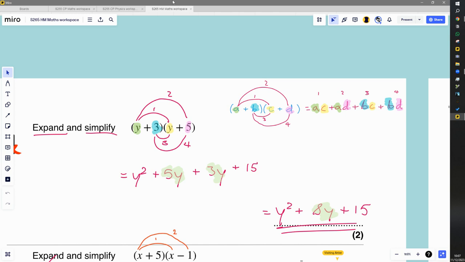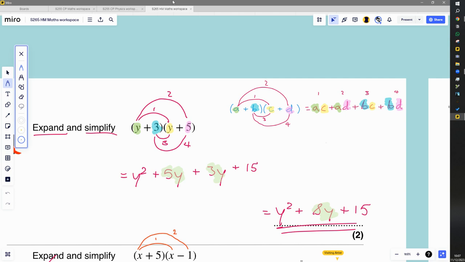in other words, to expand it, I multiply A by C, and so I get AC. Then I multiply A by D, so I get AD. Then I multiply B by C, and I get BC. And I multiply B by D, and I get BD.